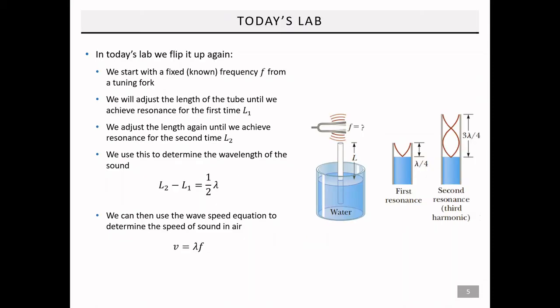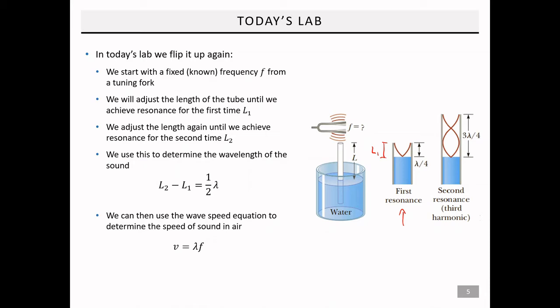In today's lab, we're going to flip it up once more. We're going to start with a known frequency for the tuning fork. We're going to adjust the length of the tube until we achieve resonance for the first time. So that'll be shown in the first resonance picture. We're going to record the length of the tube and call it L1.